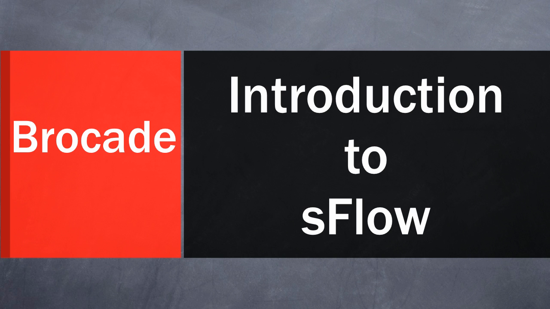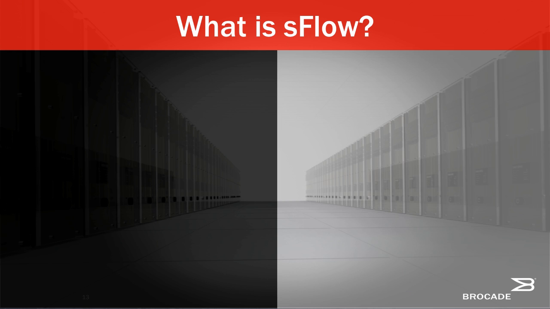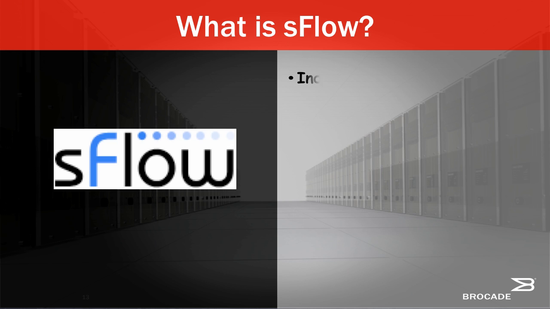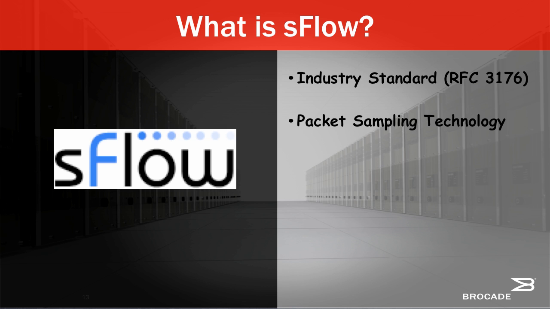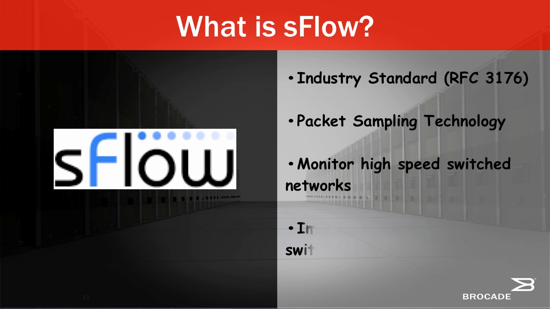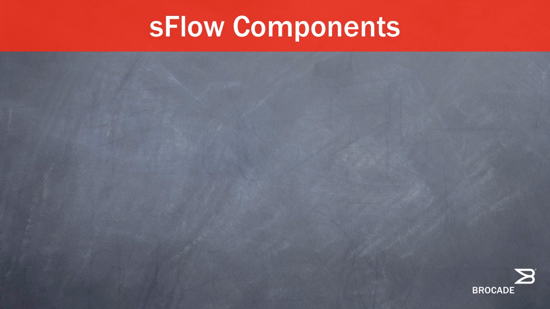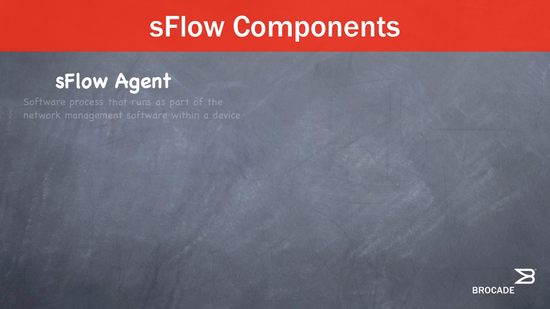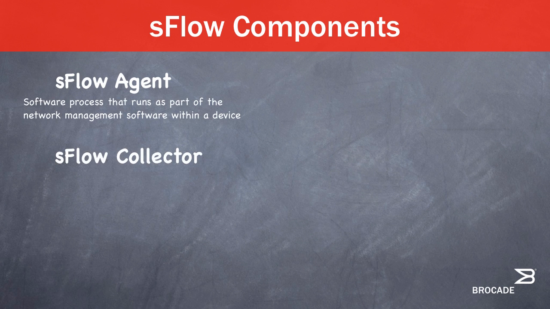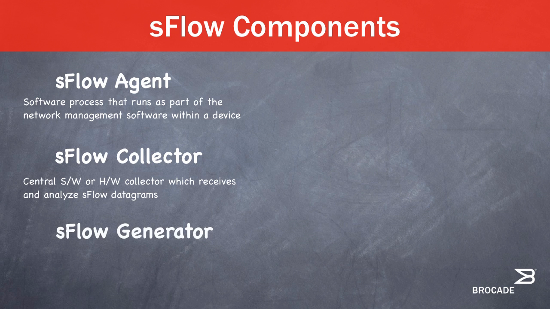Introduction to sFlow. sFlow is an industry-standard packet sampling technology based on RFC 3176. It is implemented in a broad range of Brocade networking devices from Layer 2 switches to high-end core router platforms. There are three components to sFlow: the sFlow agent, the sFlow collector, and the sFlow generator.